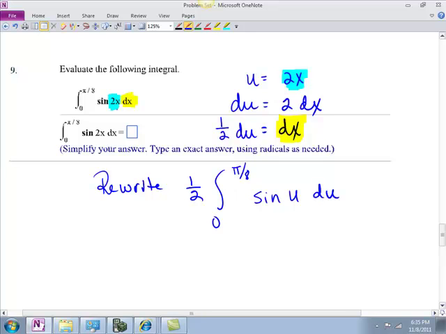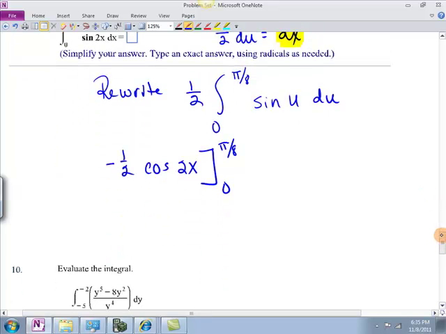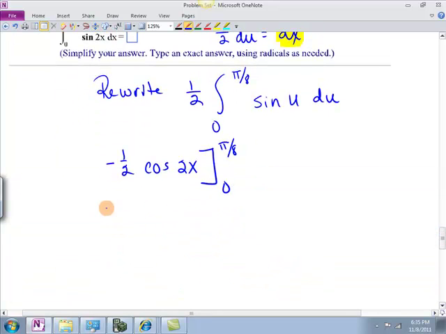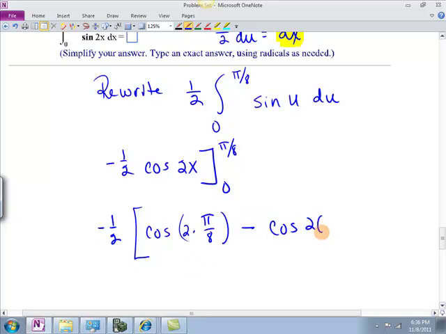Okay, so what do we have here? What's the integral of sine? Okay, so we've got negative 1/2 cosine. I'm going to go ahead and put my 2x back in because I can substitute. Evaluated 0 to pi over 8. Okay. All right, so when you start plugging in, you have negative 1/2 times the cosine of 2 times pi over 8, minus cosine of 2 times 0.